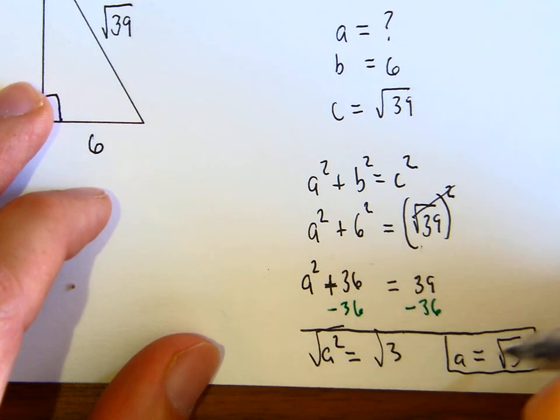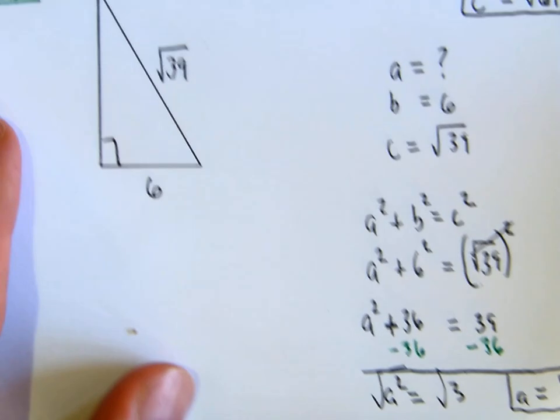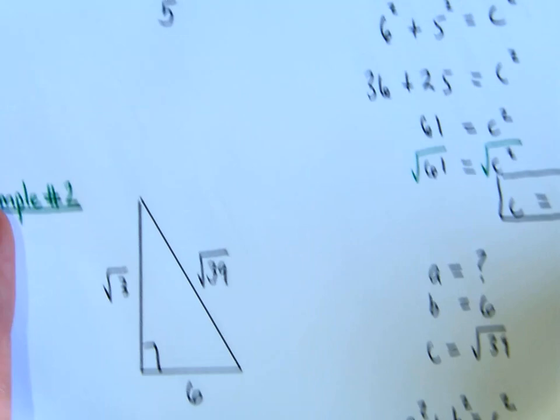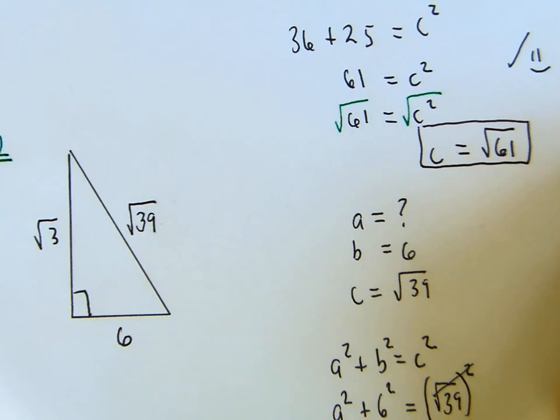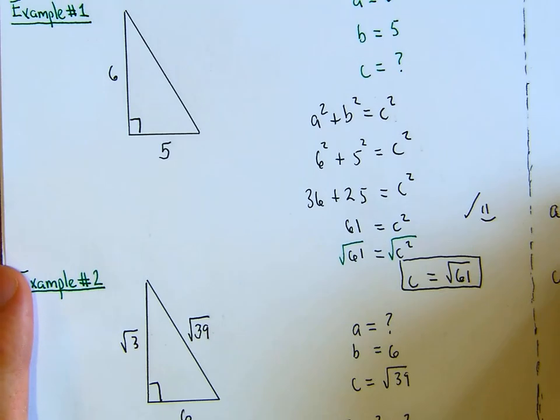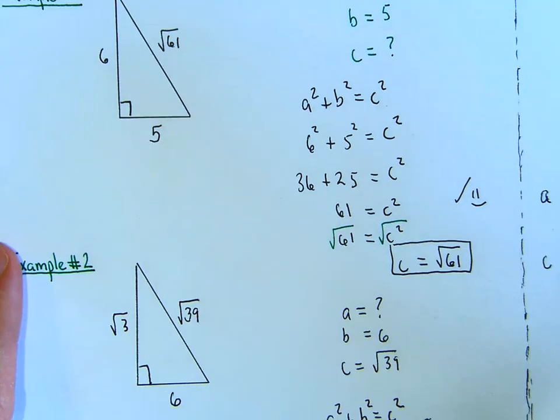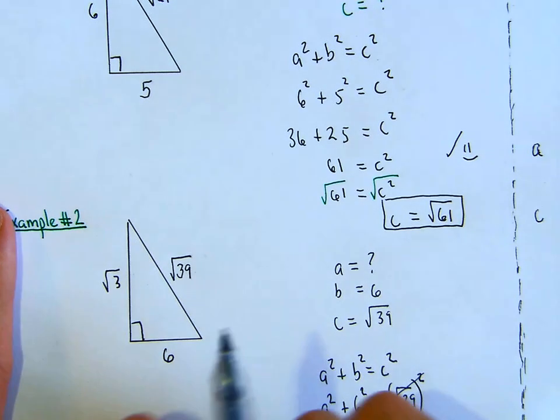And notice that you can't simplify this anymore. So notice, what is the length of this side over here? It's the square root of 3. What was the length of the hypotenuse over here? It was the square root of 61. Bam, done. 4 minutes and 25 seconds.